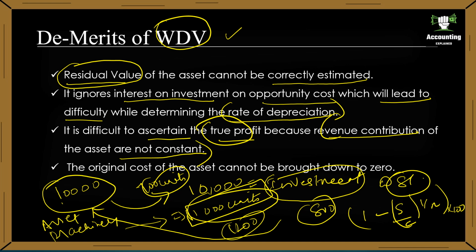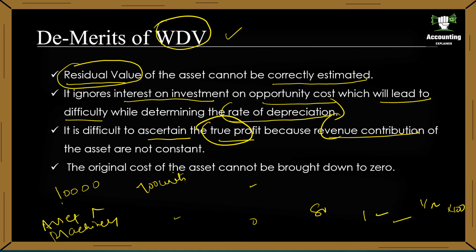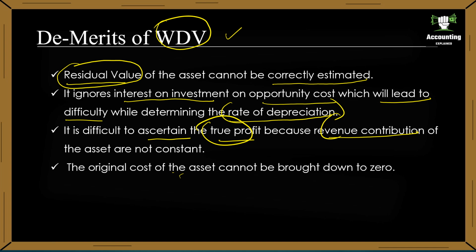The original cost of the asset cannot be brought down to zero under the WDV method. This is a very big disadvantage of the WDV method, because the original cost of the asset can never become zero when you follow the WDV method.